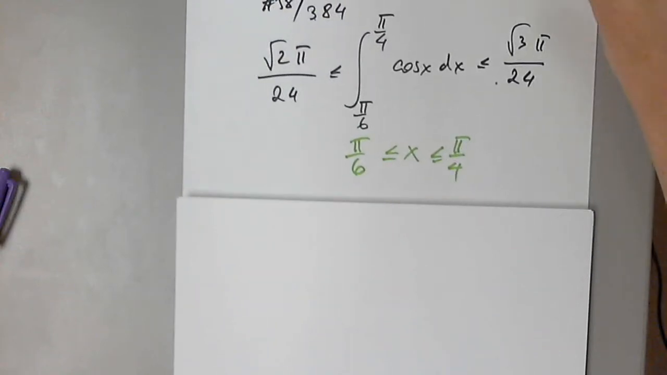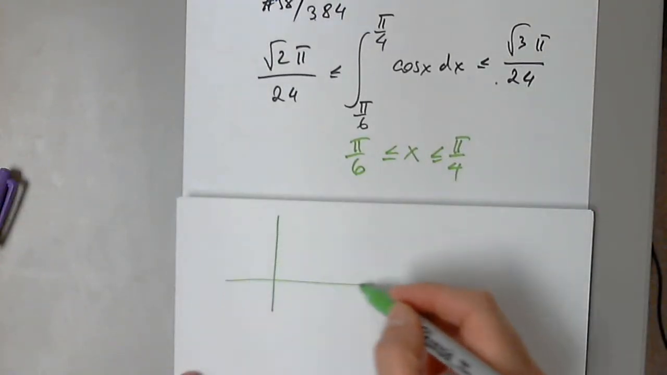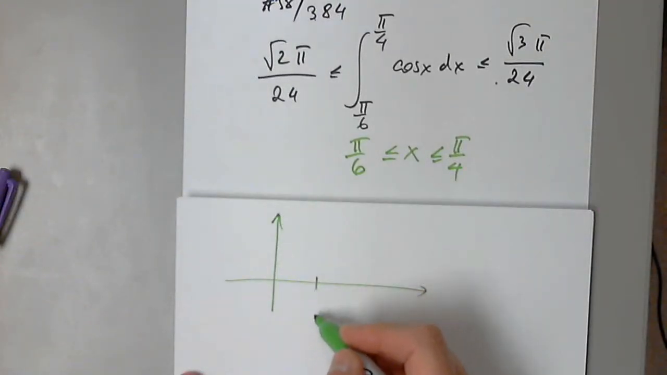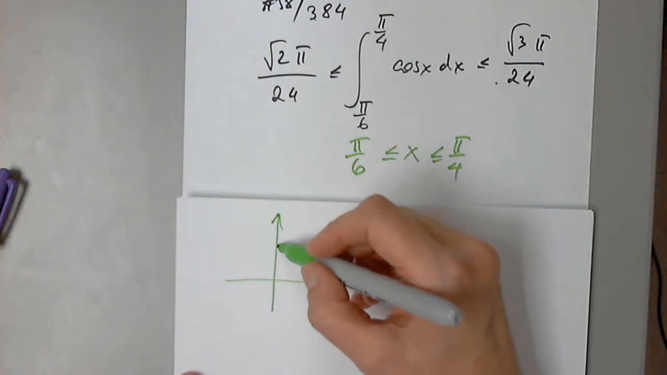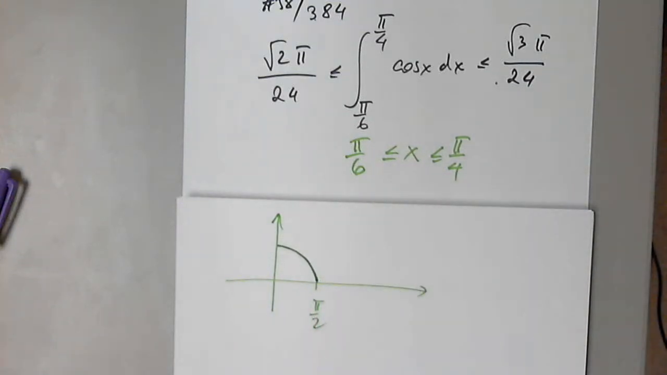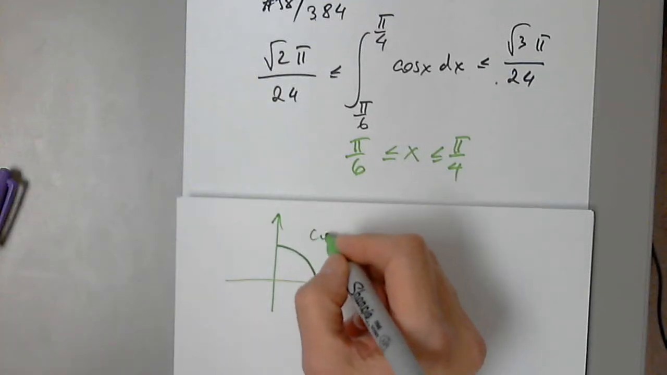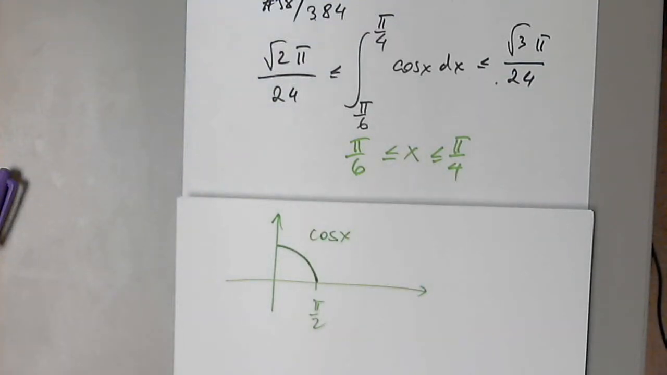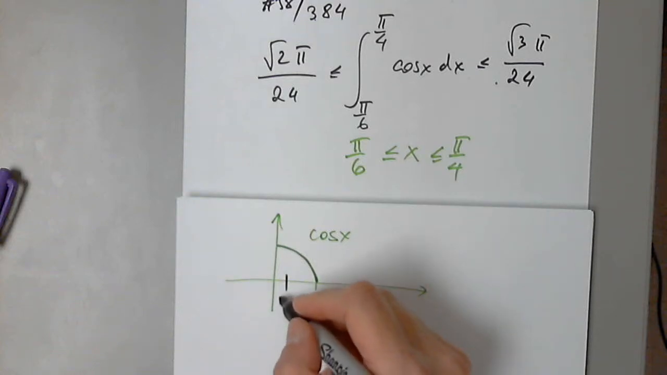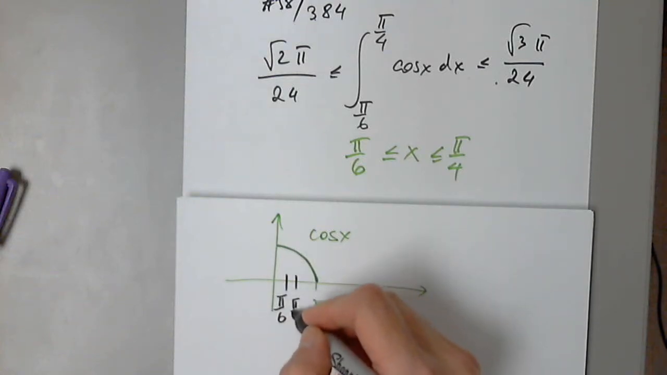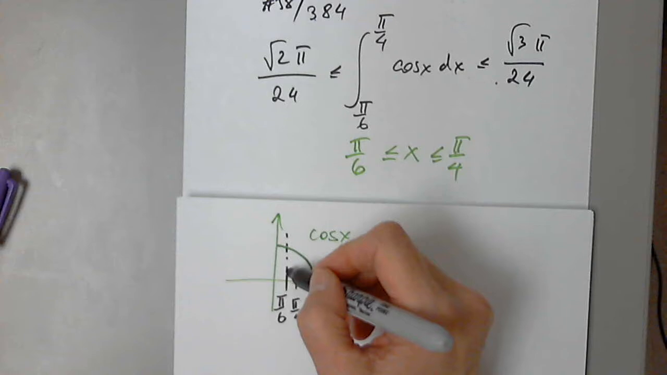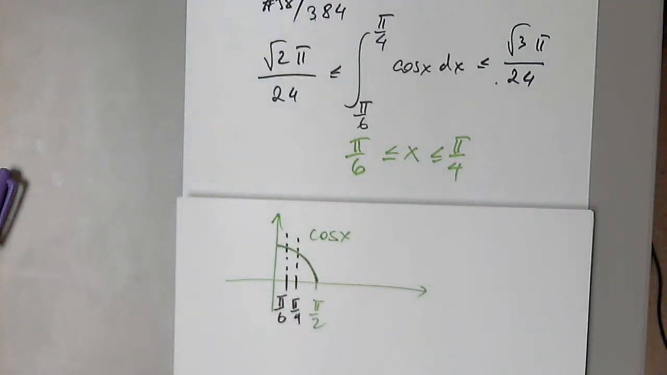So let's look at cosine. So here's the graph of cosine between 0 and pi over 2. That's all we care about. This is the graph of cosine. I'm not going to graph anything else. Because this is 30 degrees, or pi over 6, and this is pi over 4. I cannot just simply apply a function and say, oh, that's it.